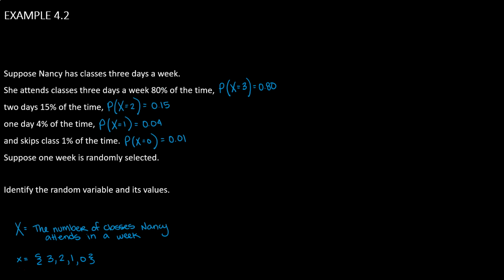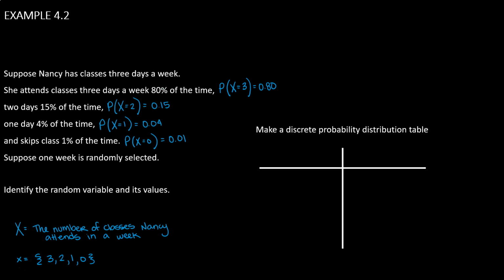We can also turn this into a probability distribution table, not to be confused with the frequency table, although they look very similar. We'll put our random variable values in the left column, and then we'll list out all of the corresponding probabilities for each of the variable values.